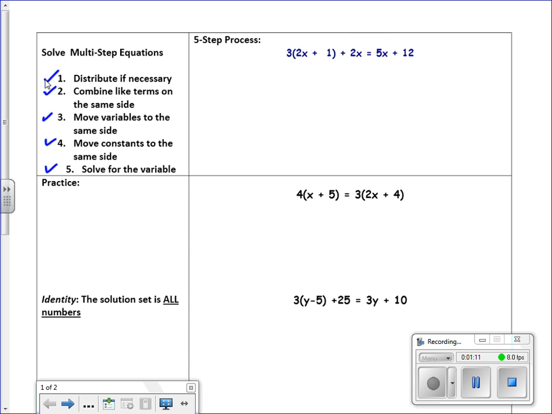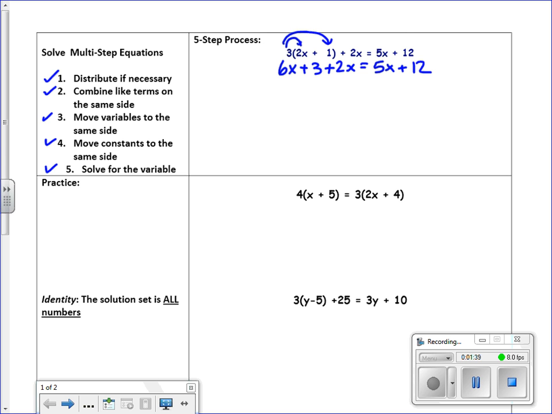So the first step, it says distribute if necessary. Okay, I'm not going to worry about anything else on this equation. The only thing I'm going to do is distribute that 3 to the 2x and to the 1. So I have 6x plus 3 plus 2x equals 5x plus 12. Okay, I took care of step 1.